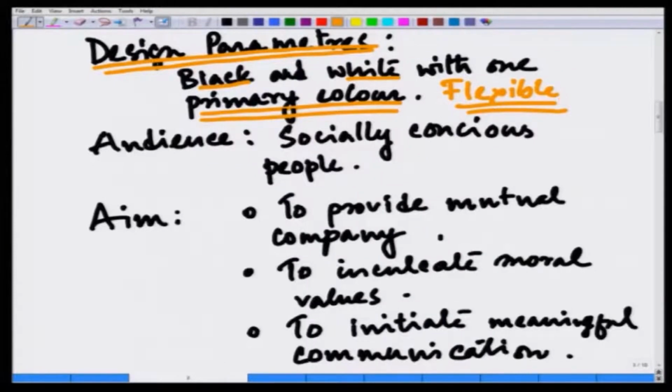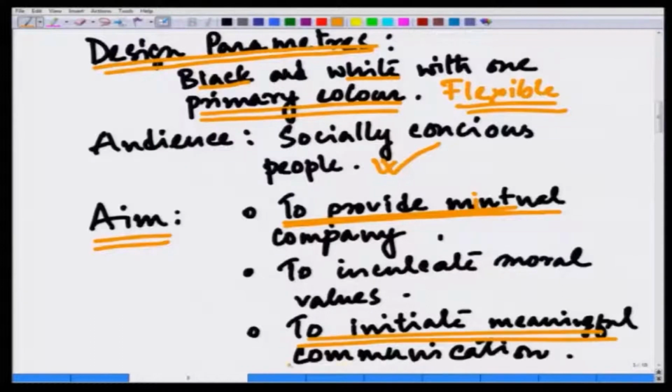Now the audience is the socially conscious people who are going to read the ad. They are the daily readers of newspapers, that we can also assume. And the aim of the design is to provide mutual company to the two different age groups, the old person and the young ones, to inculcate moral values through conversation, to initiate meaningful communication between them. So these are the basic ideas that we have.